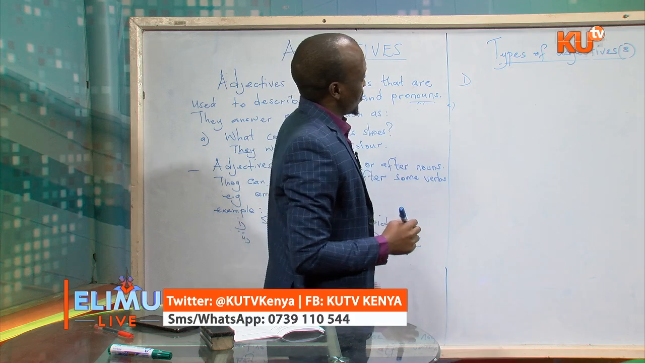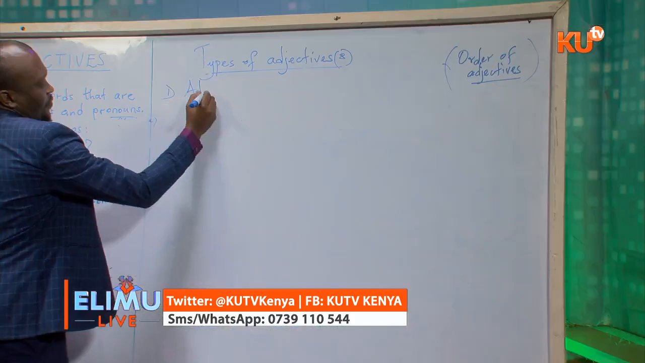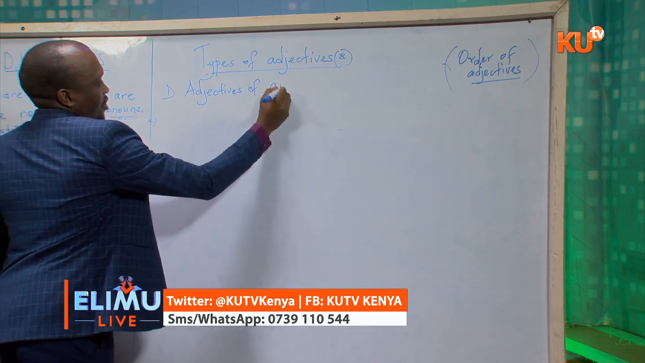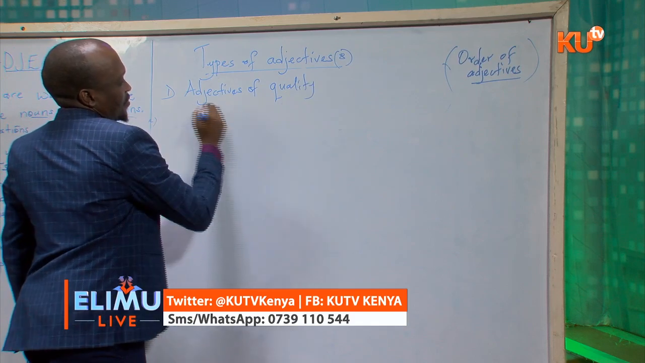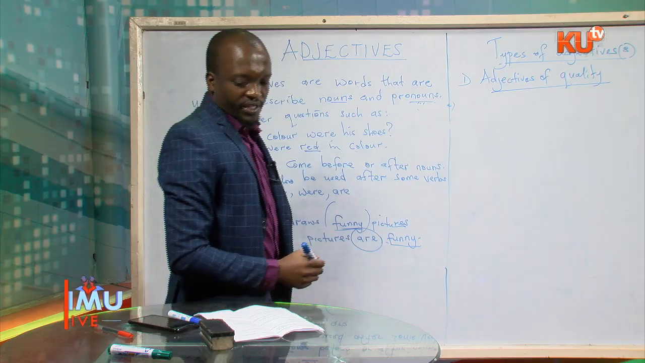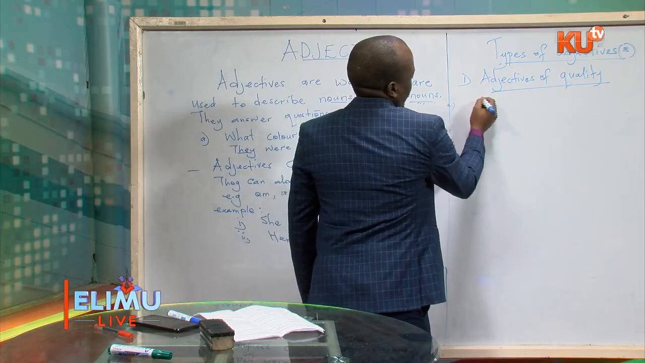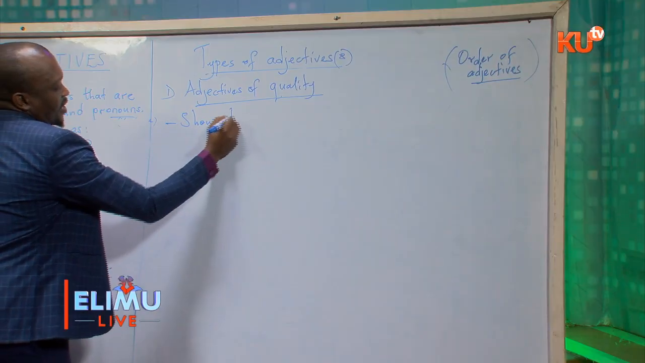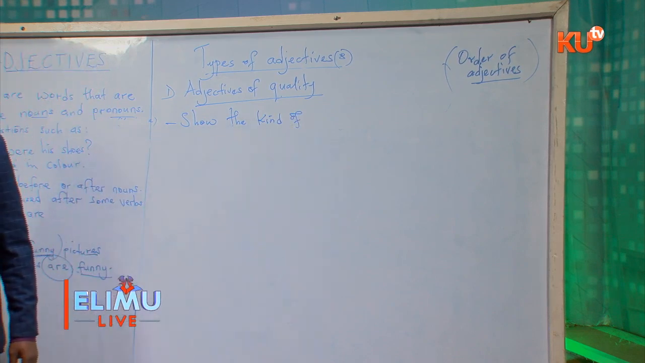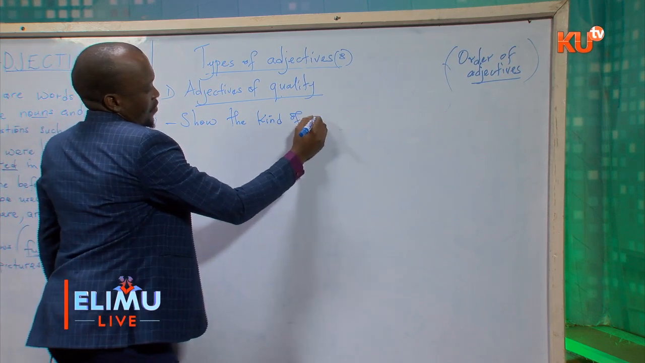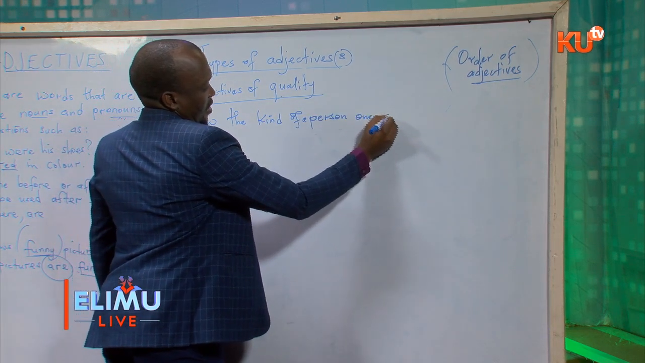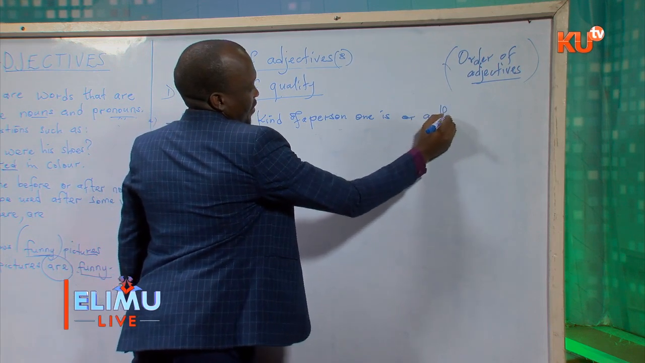Types of adjectives. The first one is adjectives of quality. And what are we told about adjectives of quality? That they show the kind of a person, one is, or a thing.